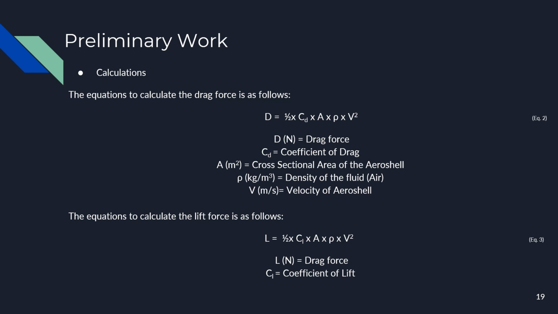The calculation for the preliminary work is based on the given equations. Equation 1 is to calculate the drag force and equation 2 is to calculate the lift force. D is the drag force and CD is the drag coefficient, which is obtained from the simulation, and L is the lift force and CL is the coefficient of lift. Along with that, A is the cross-sectional area, rho is the density of fluid, that is air in this case, and V is the velocity of the aeroshell.